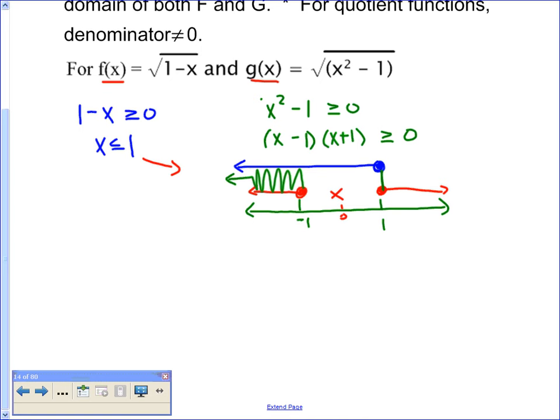The way we would write that is from -infinity up to -1, including -1, and then also at 1, but it stops and ends at 1, and it includes 1, so that one's a little tricky. That's going to be the domain for the sum, difference, and product. Now, when we have the quotient, we're going to have to come back and make some adjustments to this, and we'll do that in just a few minutes.